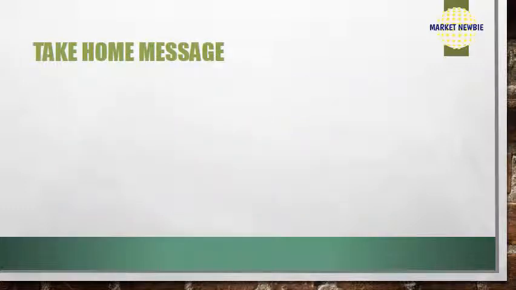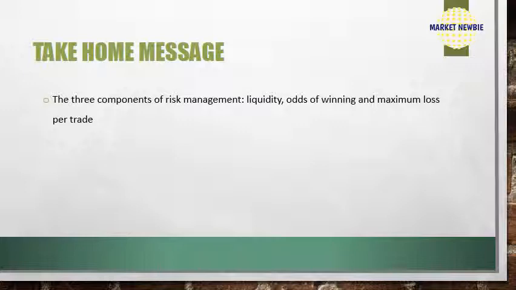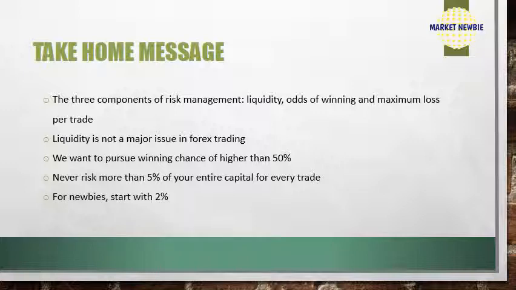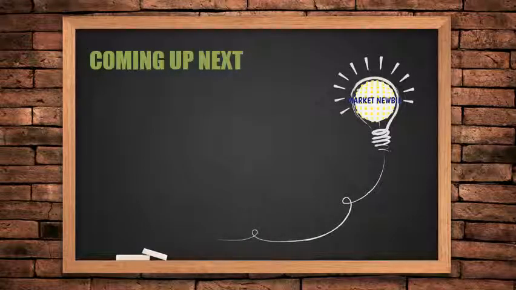A few take-home messages. The three major components of risk management are liquidity, odds of winning, and maximum loss per trade. Liquidity is generally not an issue in Forex trading. We want to pursue a winning chance of higher than 50% and never risk more than 5% of the entire capital for every trade. For newbies, we recommend starting with a 2% maximum loss per trade. Coming up next, we will discuss position management, another important aspect of Forex trading.